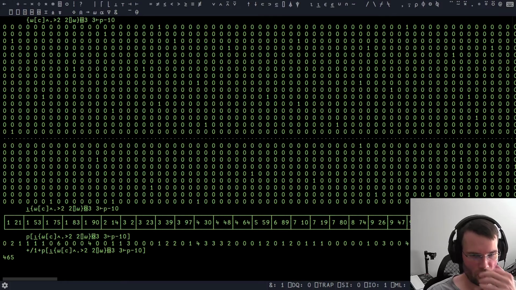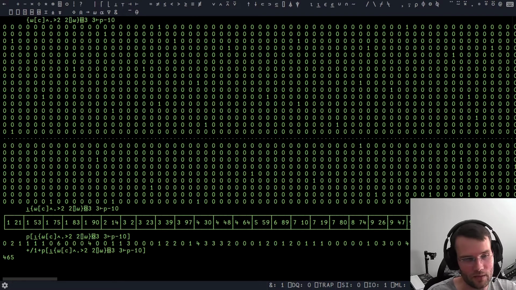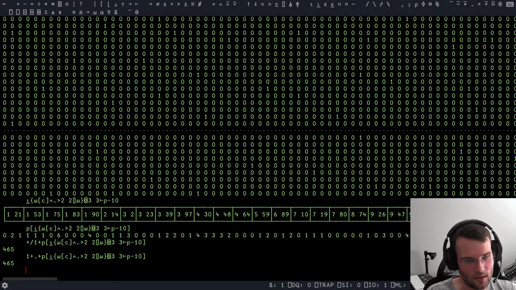I've been looking for more opportunities to use the inner product operator. Not necessarily because it saves any characters, it does sometimes, but just because I think it's cool. So just like that other one we looked at, we can do plus dot plus here, and that will give us the same result.